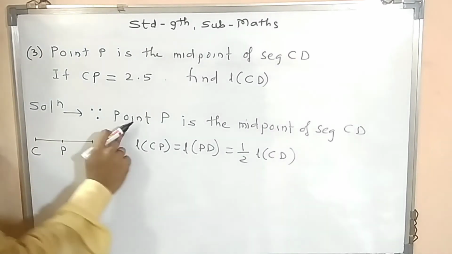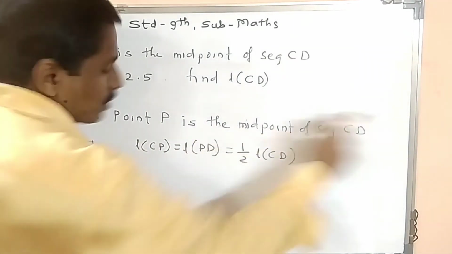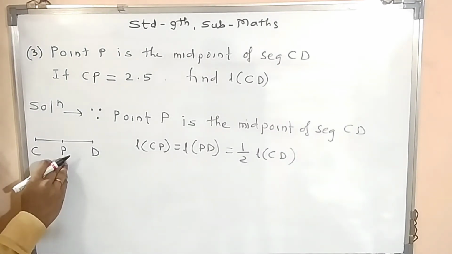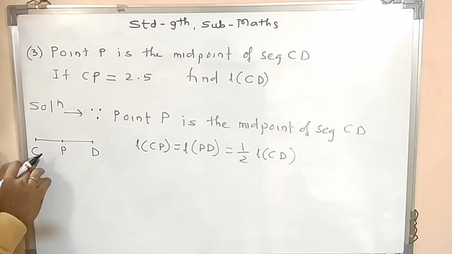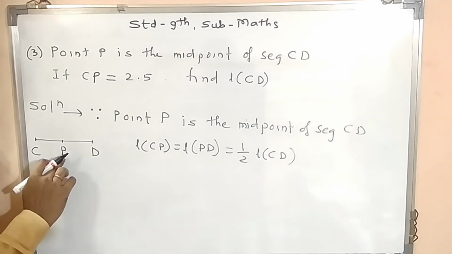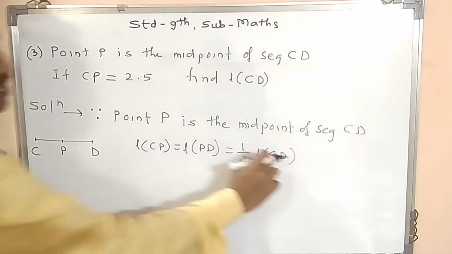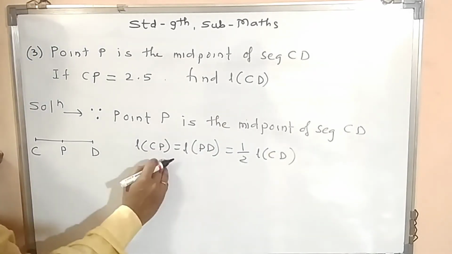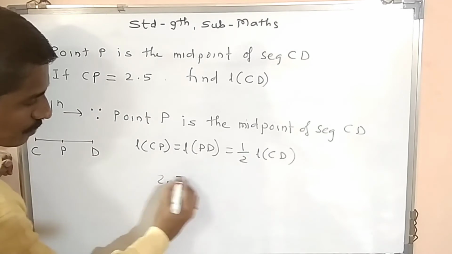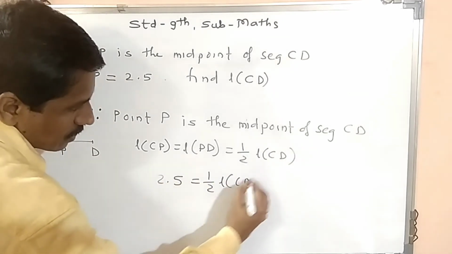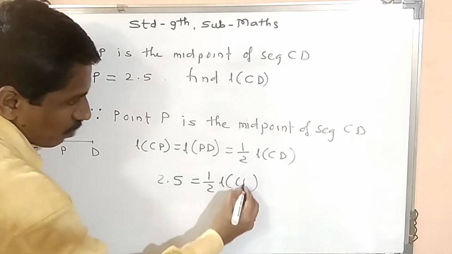Now the solution. Since point P is the midpoint of segment CD, look at the figure. This is segment CD, and P is the midpoint. Then what will I get? Length of CP is equal to length of PD, which is half of the length of CD. So now we know the length of CP is how much? 2.5 is equal to half of the length of CD. I have to find out the length CD.